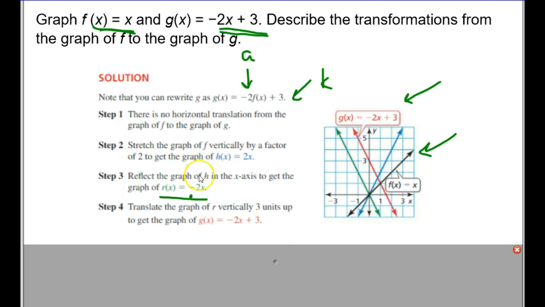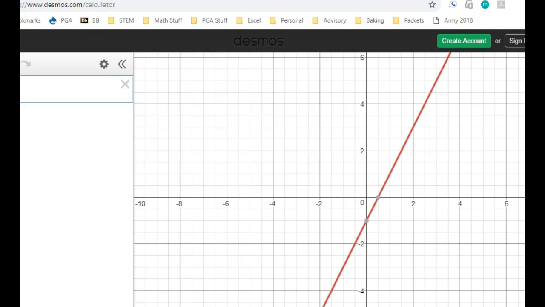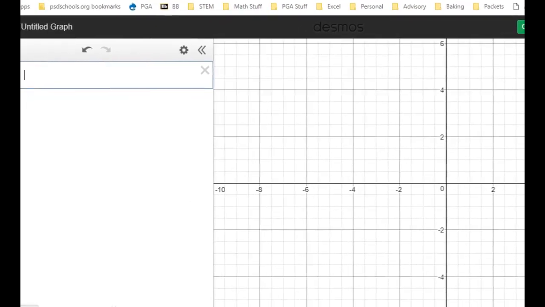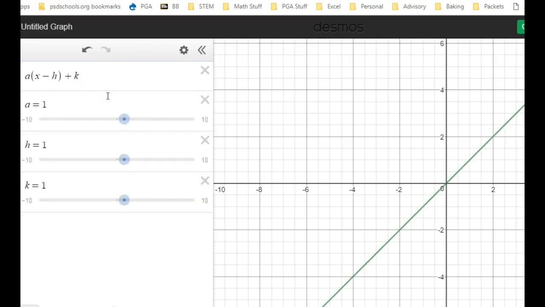Also, this can be helpful with Desmos, to go from your parent function to this. You can always add some sliders in and see what we can do. Let me show you what sliders look like in Desmos really quickly. Just going to slide this over. So what we can do in Desmos is, if I have a times x minus h plus k, all I've done is type in our function, and then I can say add slider for all of them. Oh, so here's my parent.